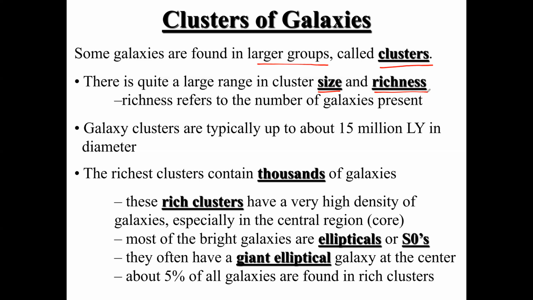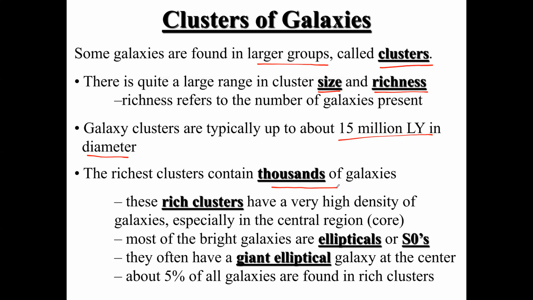These galaxy clusters are typically about 15 million light years in diameter, and you can see the number, right? Now, our own galaxy is about 100,000 light years in diameter. It is just one galaxy, but these large galaxy clusters are around 15 million light years in diameter. And in the richest clusters, you will have thousands of galaxies, which means sometimes you have 2000 or 3000 galaxies.